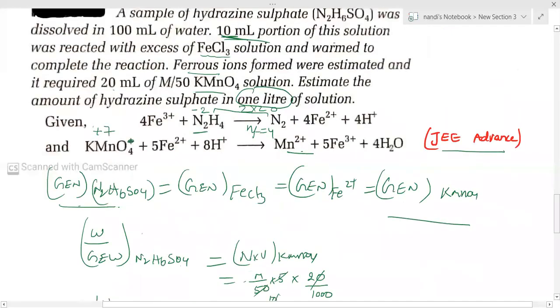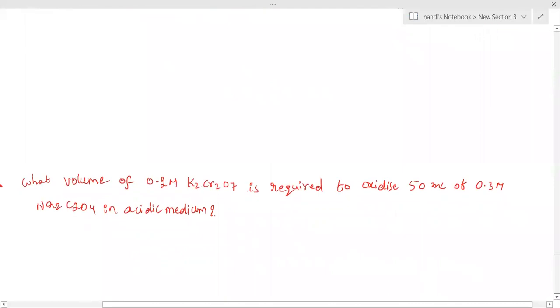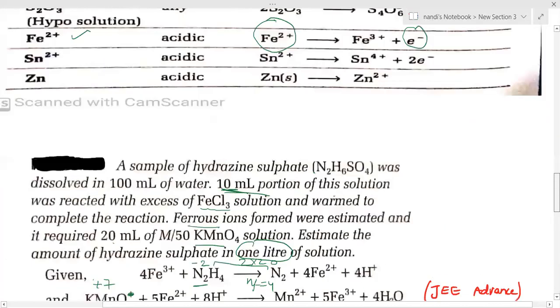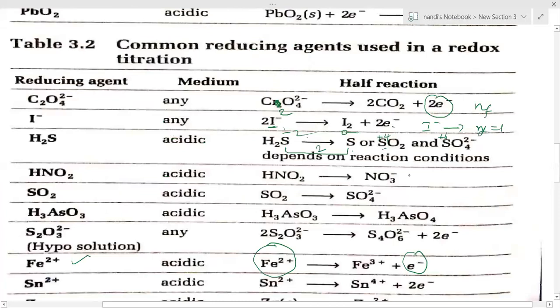So what we did: whatever they gave, we equated in terms of number of equivalents. So we'll try one more question here. What volume of 0.2 M K2Cr2O7 is required to oxidize 50 ml of 0.3 M Na2C2O4 in acidic medium? Oxalate ion N factor we already gave here, that is in any medium. They mention very clearly 2 is the N factor.